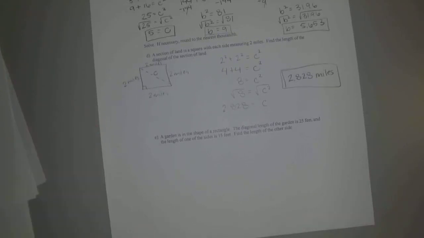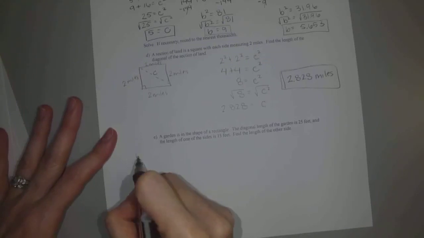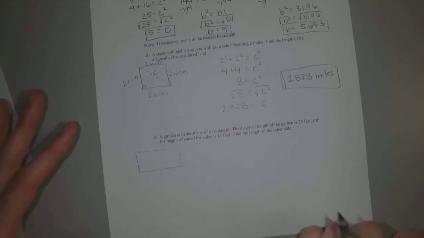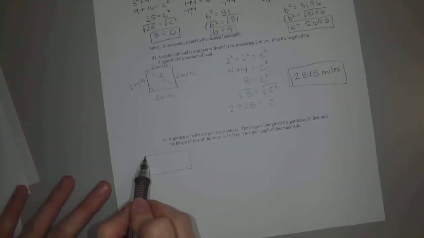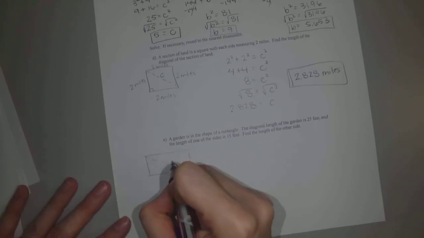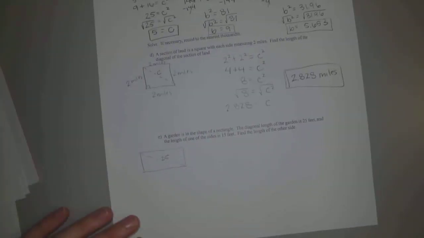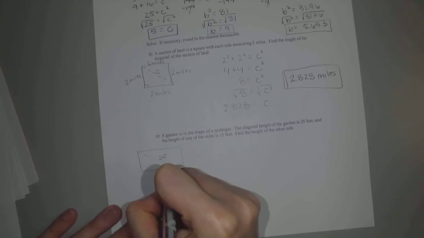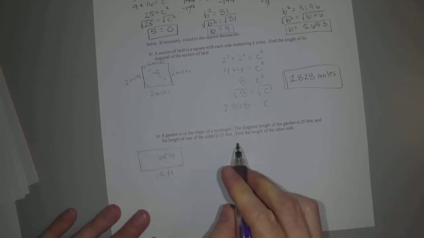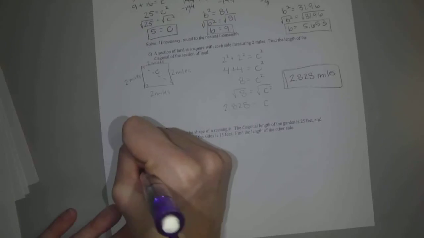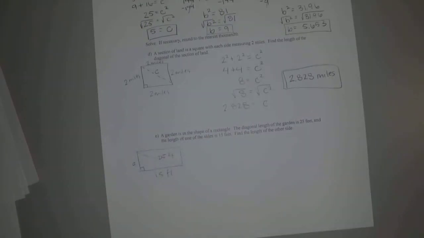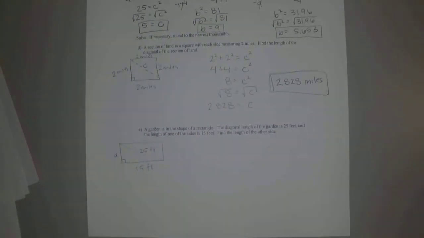All right, last one. A garden is in the shape of a rectangle, so let's draw a rectangle. The diagonal length of the garden is 25 feet. So they're telling us this diagonal, they know it's 25. And the length of one side is 15 feet. Find the length of the other side. So we don't know A or B. It doesn't matter how you label it, okay? So we knew the diagonal, that is your hypotenuse, 25. We knew one side, either side could be 15. It doesn't matter. And then the other side is unknown.